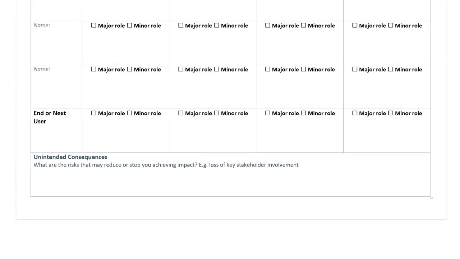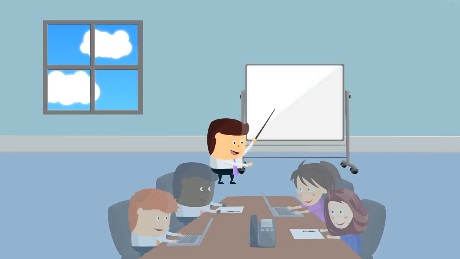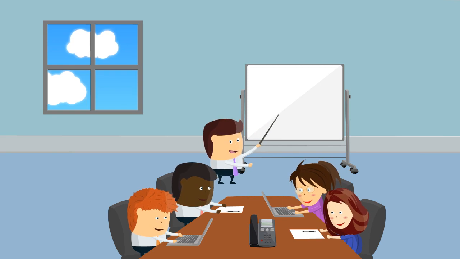There is also a box at the bottom of the page labelled Unintended Consequences, where you can keep track of the risks that may prevent you from achieving impact. The important thing is not just about what you've written in the boxes, but having the discussion and doing the planning. Sure, things will change, but better to understand who has a role in ensuring impact and involving them early on.